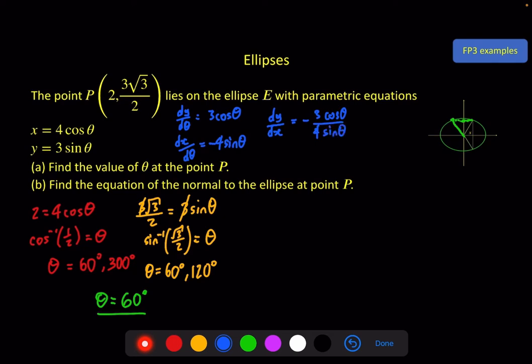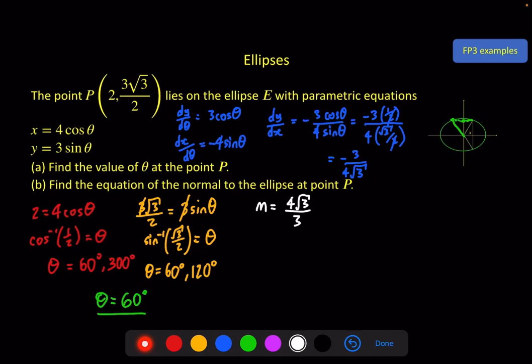And we know that cos theta is a half from our work here, and we know sine theta is root 3 over 2, so I could substitute those in now as well. So we've got minus 3 times a half over 4 times root 3 over 2. And simplifying that a little bit, the 2s cancel out. So we get minus 3 over 4 root 3. Normally I would rationalize that denominator, but we're finding the normal, so we're about to flip this fraction upside down anyway. Because for the normal, I need to do minus 1 divided by this. So the gradient of the normal is 4 root 3 over 3.